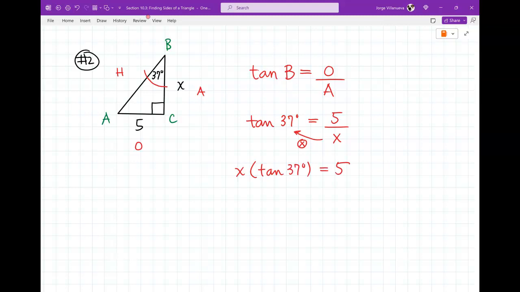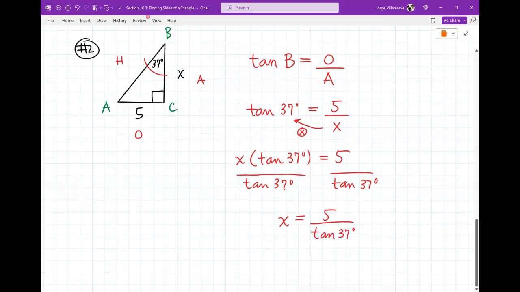All right? But I just want x by itself. So what I'm going to do is divide by tangent of 37. Remember, tangent of 37 is just like a number. It's like a 7. So imagine if it's 7x, what you would do is divide by 7, right, to get rid of it. Tangent of 37 is just a number. So I'm going to divide by that number. I know it's going to look kind of weird, but I'm going to divide by tangent of 37 degrees on both sides. So I get x equals 5 over tangent of 37 degrees. And now I'll use my calculator.